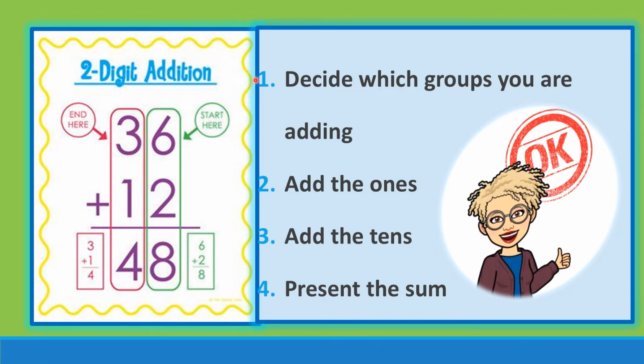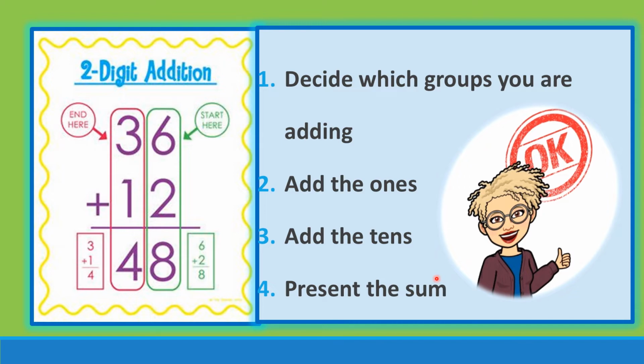Here are 4 steps for you to consider when adding two-digit numbers. First, you decide which groups you are adding. Second, add the ones. Third, add the tens. Fourth, present the sum. Do you remember when I told you I just love to sing? Well, I certainly do, and I have a song for this one as well.